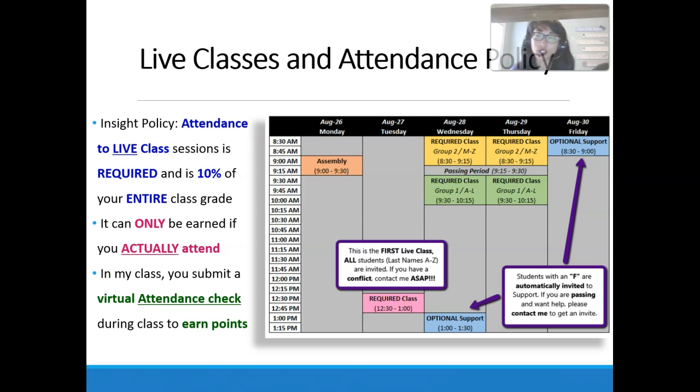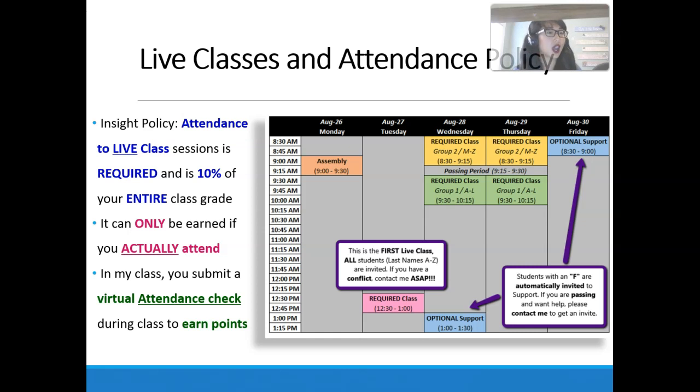So that being said, Wednesday and Thursday we will have a regular schedule starting on that day. So if you are in group 2, which is mostly last names M through Z, you will have class at 8:30. If you are group 1, which is mostly last names A through L, you will have class at 9:30. But just to make sure that you're in the right class, always check your Class Connect schedule just to make sure that you got scheduled in the right one according to any conflicts we might have seen arise. And then again, you do have optional support Wednesday and Friday. Wednesday is at 1 o'clock, Friday is at 8:30. Students that have an F in the class are automatically invited to support sessions. If you're passing though and you still want some help, please just contact me and I can add you to those sessions.